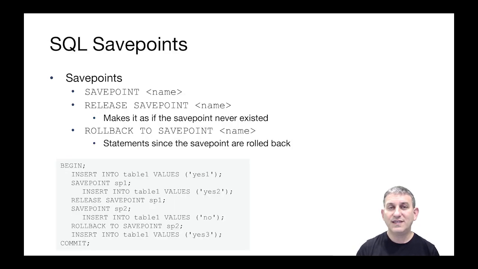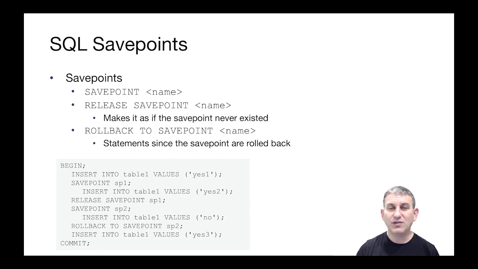SQL also has a notion of save points. In the middle of a transaction, you can issue a save point command and give the save point a name. And then when you have a save point in your transaction, there's two things you can do with that save point. One is that you can release the save point, which makes it as if the save point never existed. But the other thing you can do with the save point is you can roll back to that save point. It's like a partial abort just to the save point. All statements since the save point are rolled back.